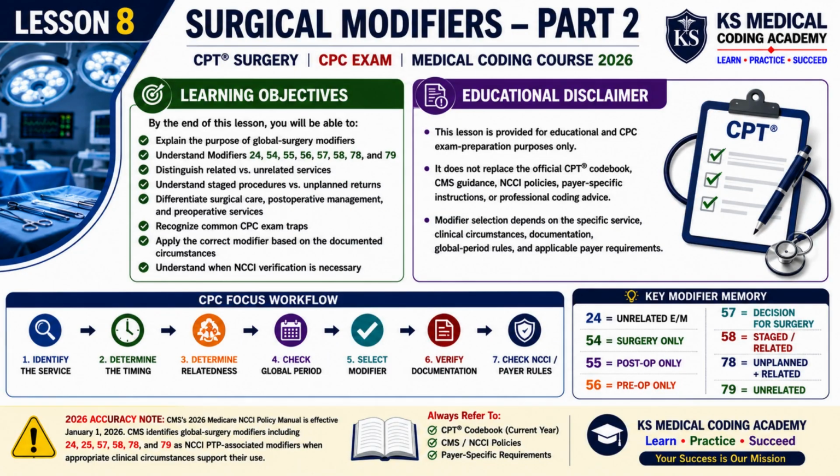Before we begin Lesson 8, Surgical Modifiers, Part 2, let's review our objectives. In this lesson, we'll focus on important global surgery and postoperative modifiers, including 24, 54, 55, 56, 57, 58, 78, and 79. We'll learn how to distinguish related and unrelated services, understand staged procedures and unplanned returns, and differentiate surgical care from preoperative and postoperative management. We'll also practice identifying common CPC exam traps and selecting modifiers based on the actual documented circumstances.